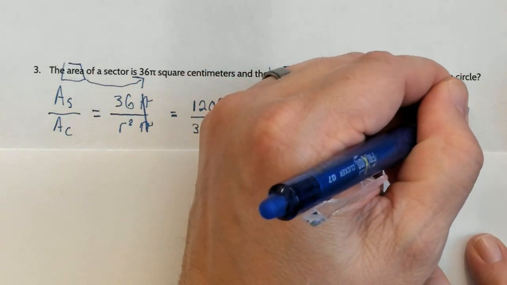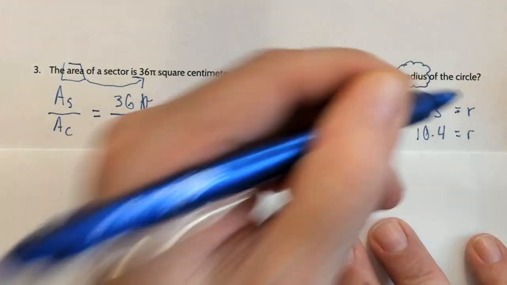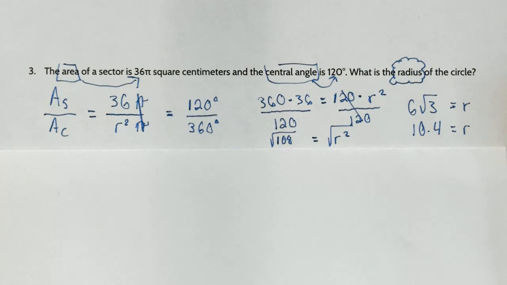So that is one way that you can go ahead and solve for some of these missing parts in these areas and these sectors and these arcs.